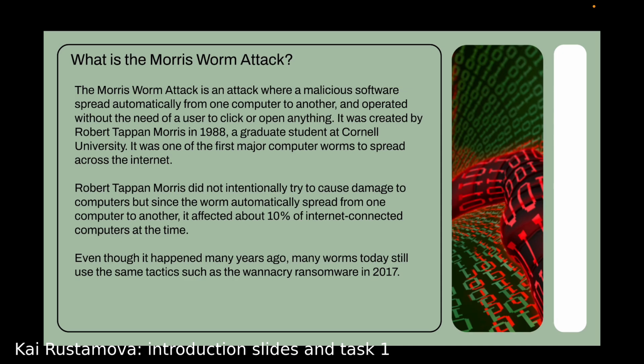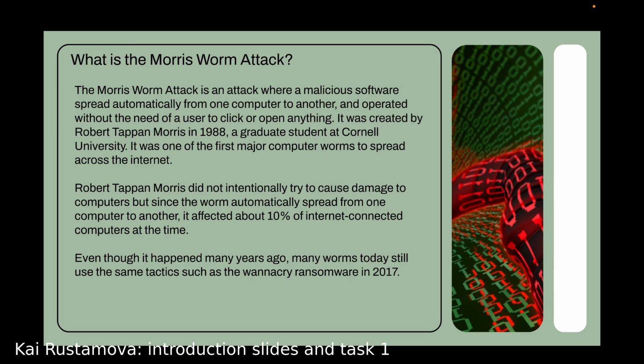What is the Morris Worm attack? The Morris Worm attack is an attack where malicious software spreads automatically from one computer to another and operates without the need of a user to click or open anything. It was created by Robert Tappan Morris in 1988, a graduate student at Cornell University. It was one of the first major computer worms to spread across the internet.